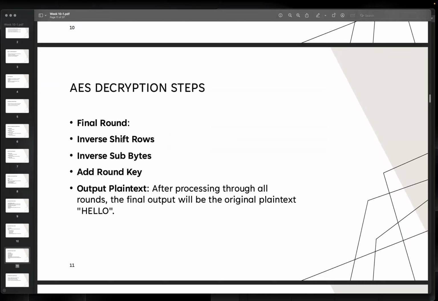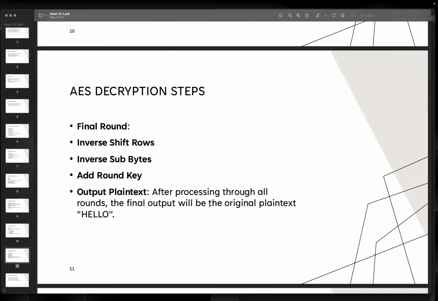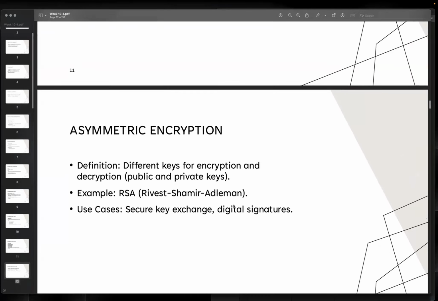All these steps show the final one. We do the inverse shift rows, then inverse sub bytes, and then add the round key, and it comes out for the decryption. So it is just like reversing the process. After this, we will get the final output, hello, because as you remember, when we test encrypting and decrypting files or text, we should get the same result. So here's the expectation.